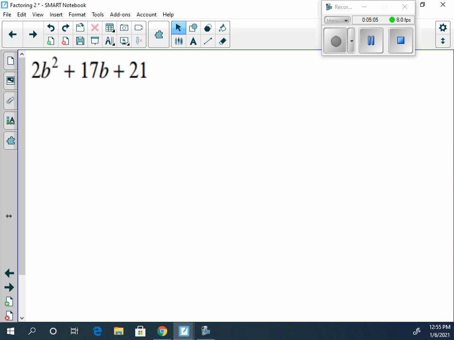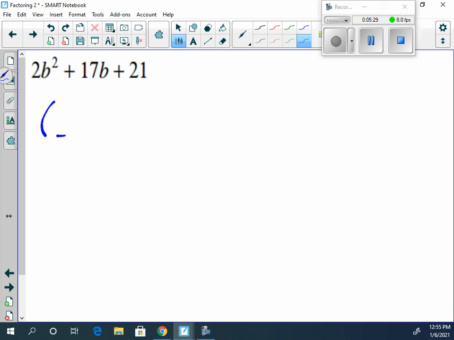2b squared plus 17b plus 21 is our quadratic we're going to look at factoring. Now, when we look at this here, 2b squared, 17b, and 21 don't have a greatest common factor. There's not something that will go into all three terms. So we can't factor anything out. So we can try to factor it.